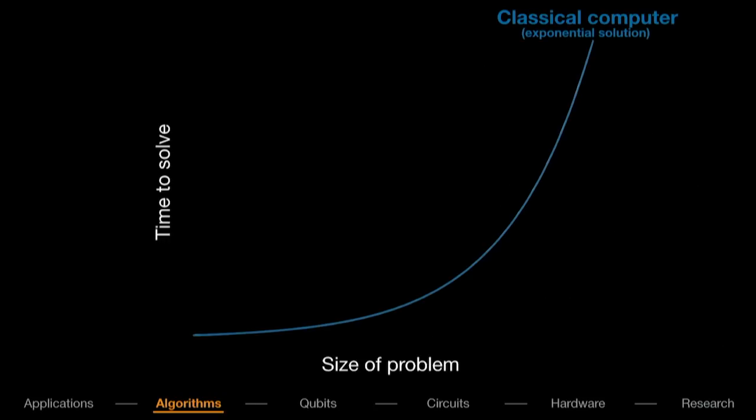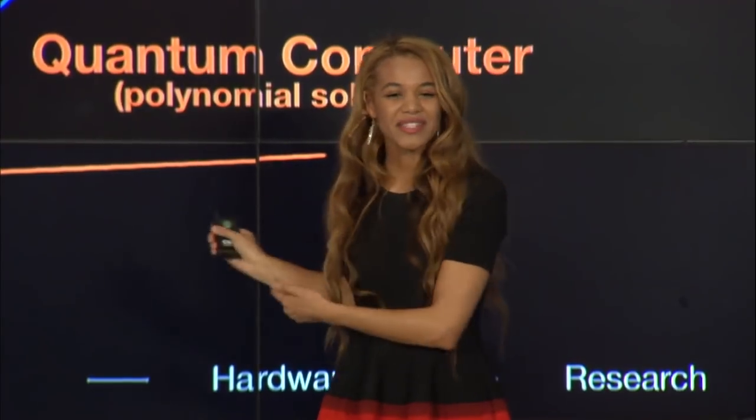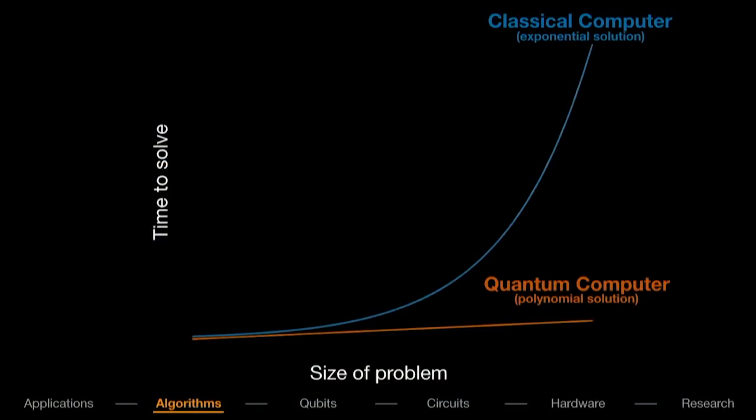So this is what the problem looks like. The time to solve it scales exponentially as the size of the problem increases. And the blue curve shows how long it would take on a classical computer, the computers we have today, our normal computers. And this is the advantage that quantum computers could give you. The orange curve shows how long it would take to solve as the size of the problem increases.